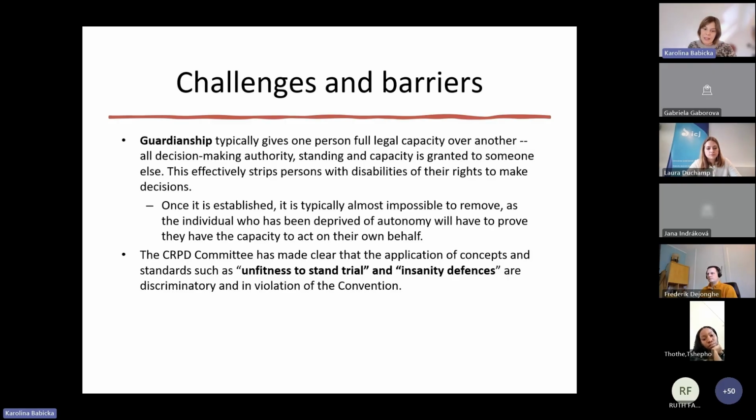And the concepts of standards such as unfitness to stand trial or insanity defenses are discriminatory and are in violation of the CRPD. There has been, for instance, a case, Medina Vela versus Mexico, in front of the UN Committee on the Rights of Persons with Disabilities, where the committee found a violation of Article 12, where the state denied a person with disability their legal capacity. They were not able to plead guilty or not guilty. They were not able to designate a lawyer of their choosing or challenge the evidence.